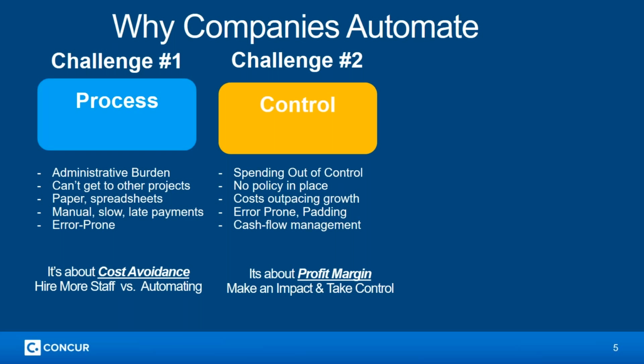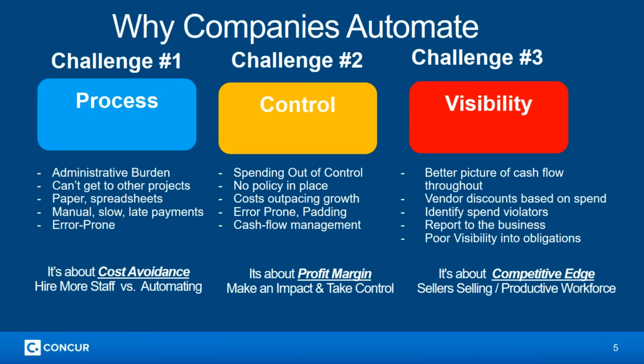So there's expense reports, not that typically people are trying to be malicious, but there is a portion of that can be padded. So where Concur comes into play is being able to put in some of that policy around how we're doing things in the organizations today to put controls on that. So how do we really focus on profit margin and make it an impact to take control of that?